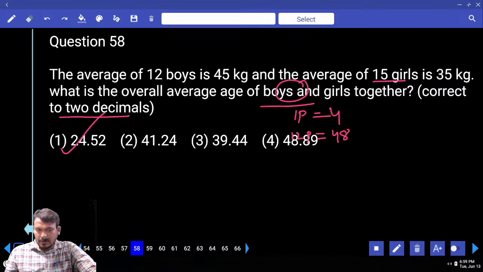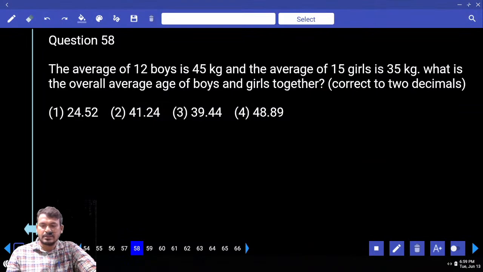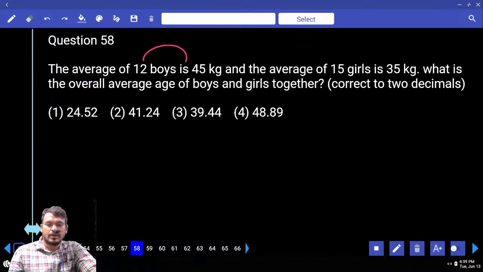Next, question number 58. The average weight of 12 boys is 45 kgs and of 15 girls is 35 kgs. What is the overall average of boys and girls together? What is the boys' sum? 12 into 45 means 540. Next, 15 into 35.